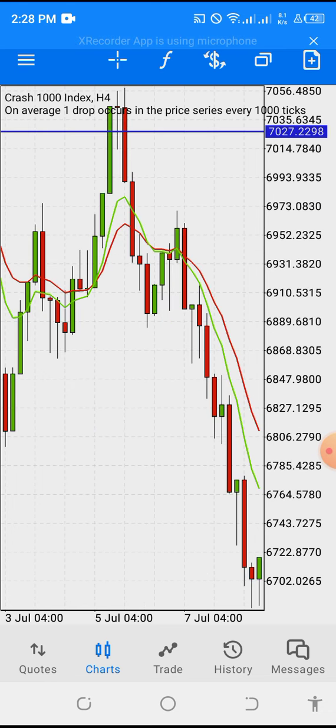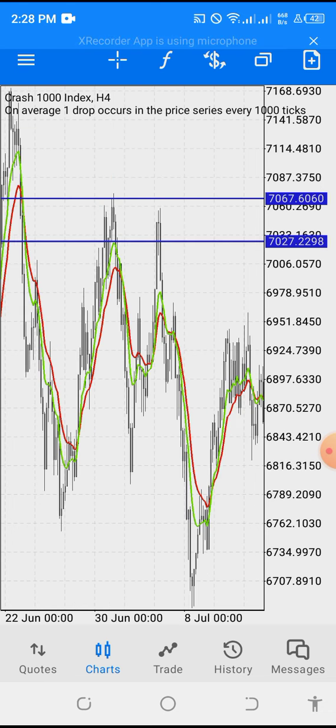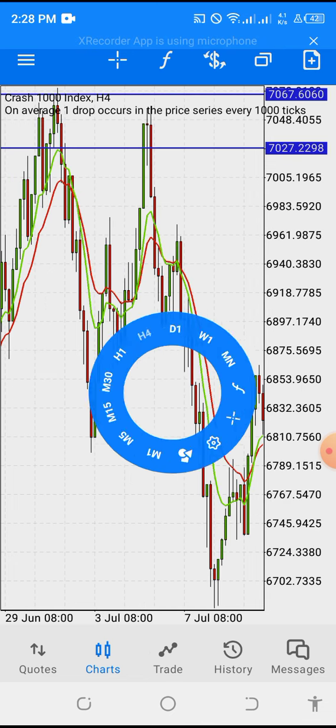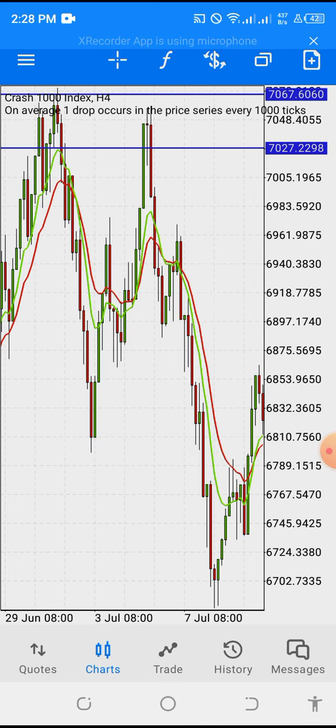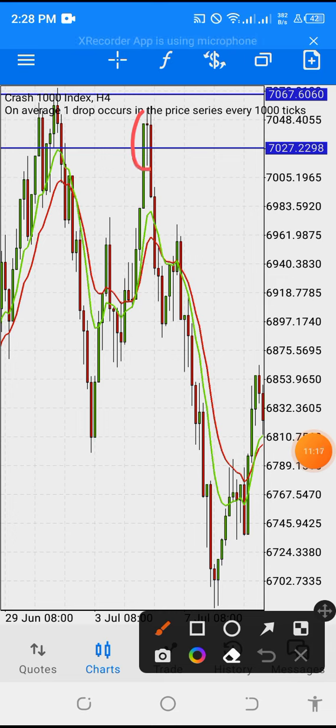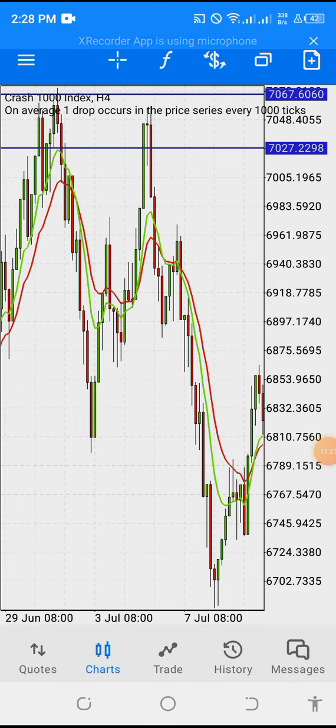It sold off drastically. Okay, so remember what I said? You don't just sell when you see price get to a supply zone. You don't just sell. Please don't do that. You wait for a reversal candlestick pattern. If you know about candlesticks, you will know that this is a doji. So when you spot that doji, you could have made your entry.